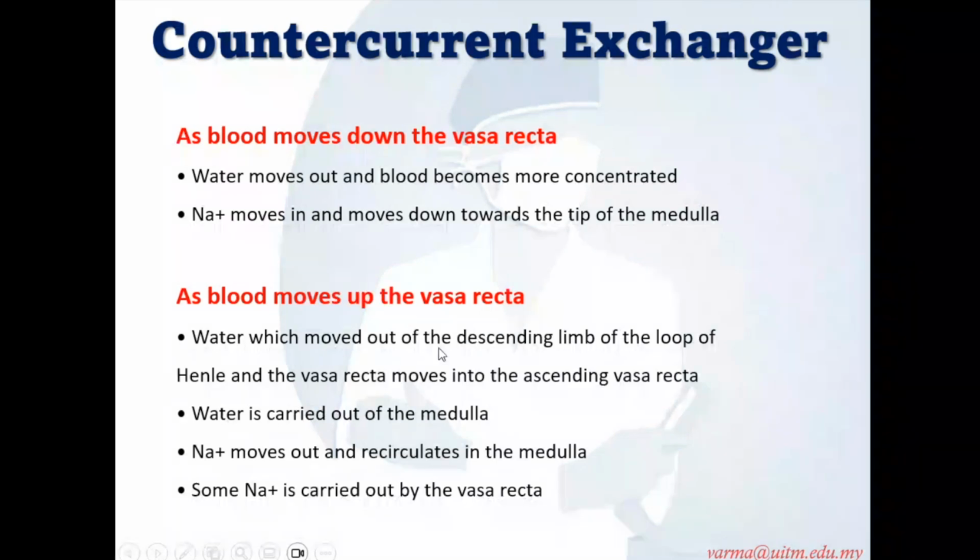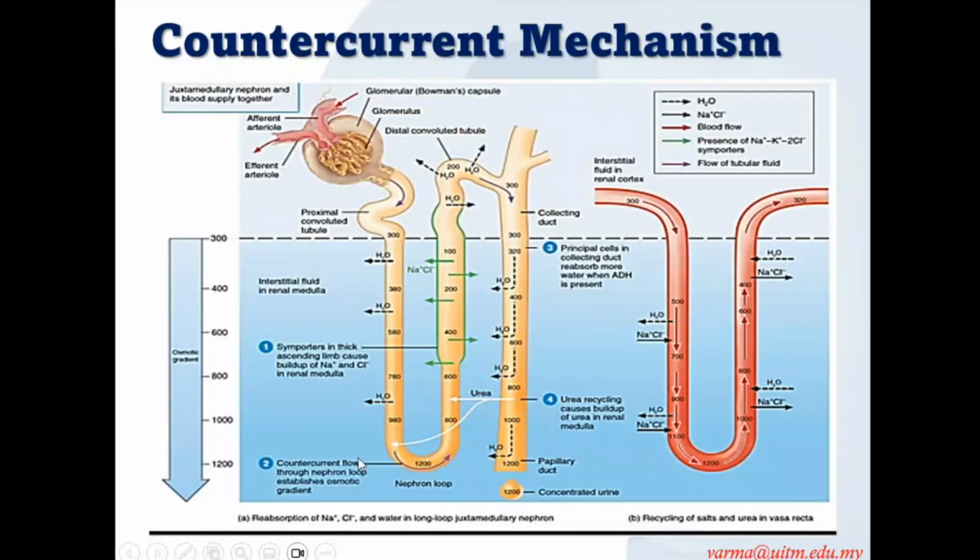Water which moved out of the descending limb of the loop of Henle and vasa recta moves into the ascending vasa recta. Water is carried out of the medulla. The water that moves into the vasa recta is carried away from the limb of the loop of Henle because of the continuous flow of your blood. Sodium moves out and recirculates in the medulla. Some sodium is carried out by the vasa recta. So you just have to mention the movement of solute in and out.